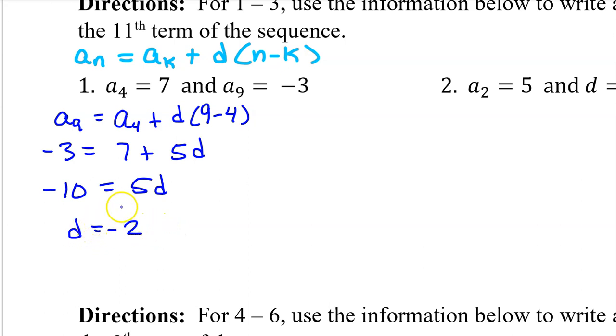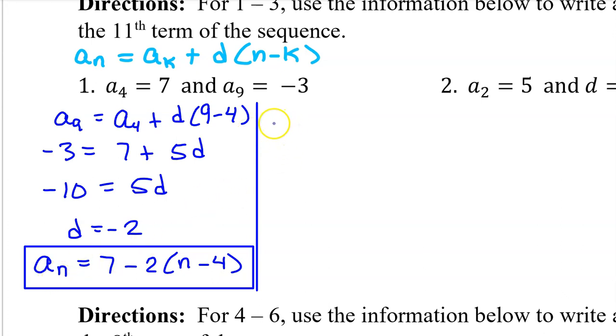Putting this back in for d, we can go ahead and write a rule for the nth term of the arithmetic sequence. an will equal a4, I'm going to go ahead and put 7, but just remember that k is 4, plus d, well, the common difference is -2, so I'm going to put -2, and then it's n minus k, n minus 4. So this is the rule.